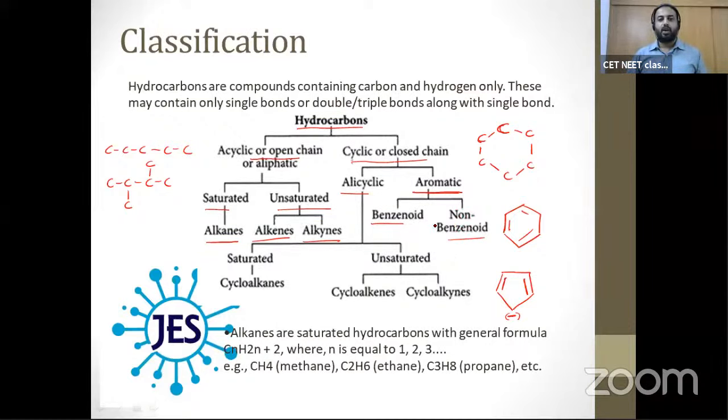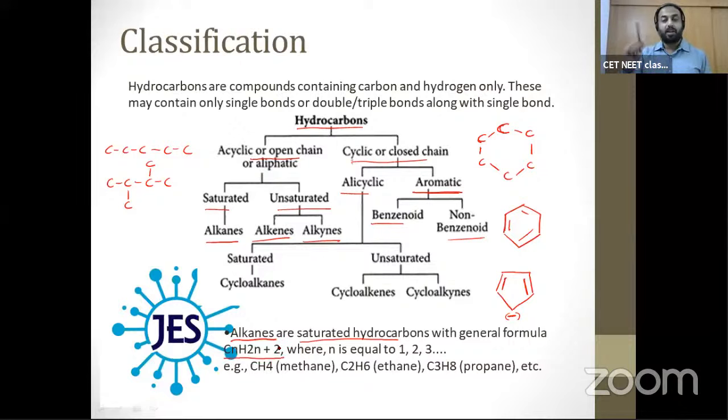Okay. Now we'll make a beginning with alkanes. First category, alkanes. As you all rightly pointed out, alkanes are saturated hydrocarbons. Alkanes belong to a series of homologous members, which are represented by the general formula CnH2n+2.